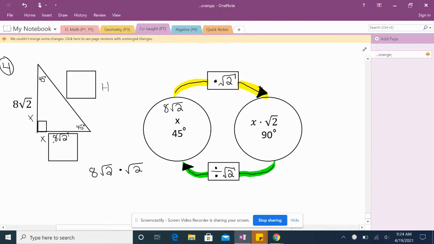Remember, when multiplying the square roots, we multiply the insides.